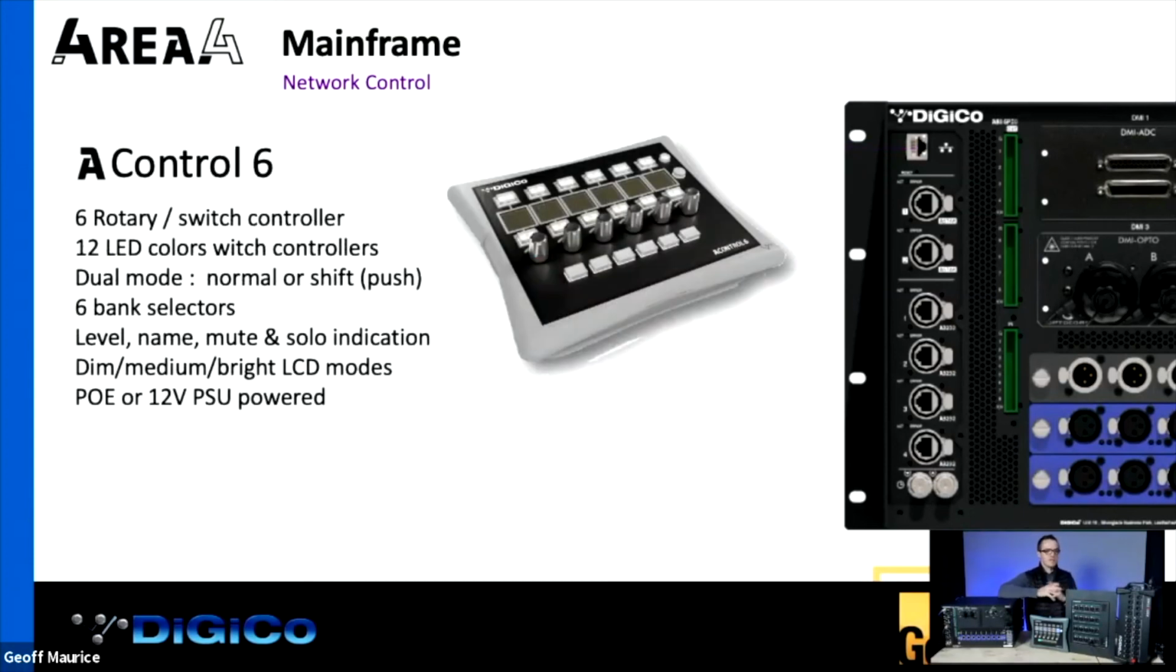For something a bit of a step up is our A Control 6, which is actually what I've got here in front of me. So this is a 6 rotary controller with full LCD screens. It actually has 6 banks down below. So those buttons on the bottom section are our bank controllers. So I can do basically 6 pages of 6 different options.